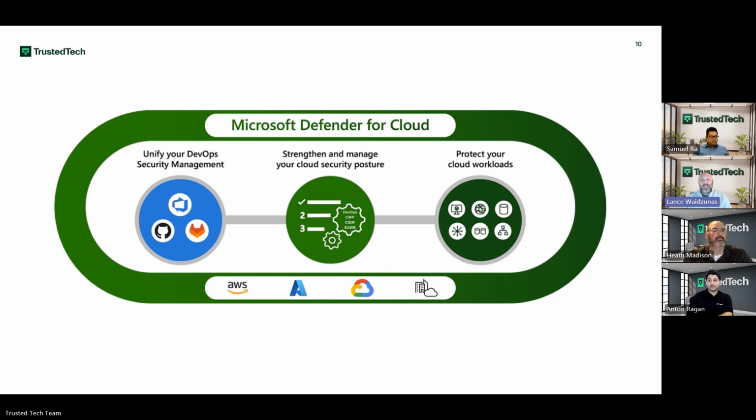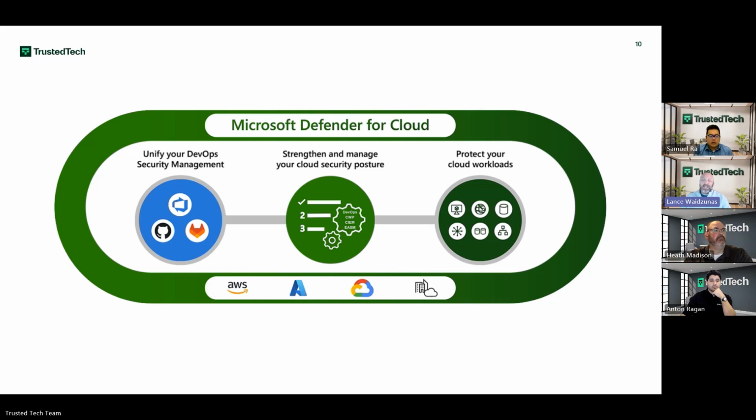And you can see it's basically three prongs, three pillars. We're unifying your DevOps and managing all of that security in one place, we're strengthening your cloud security posture with CSPM, and then we're protecting all of your workloads with CWPP. Now, one of the really cool things that Defender for Cloud does is you'll notice those icons down at the bottom. This is not an Azure product. This actually is a multi-cloud, multi-environment security operations system.